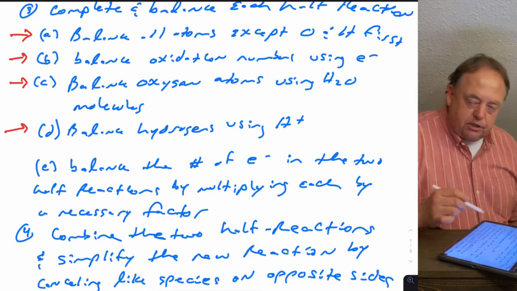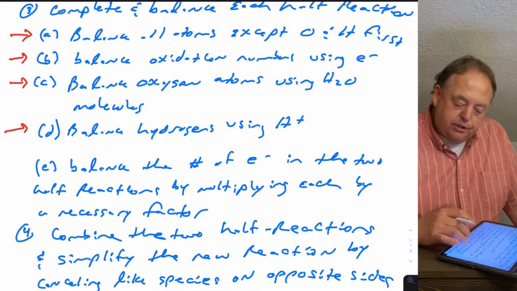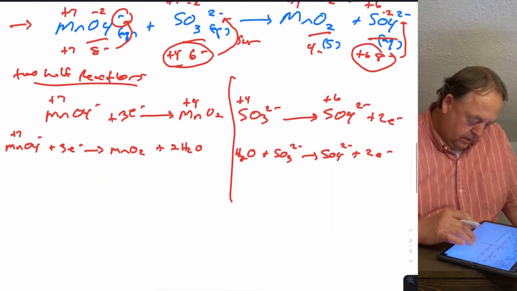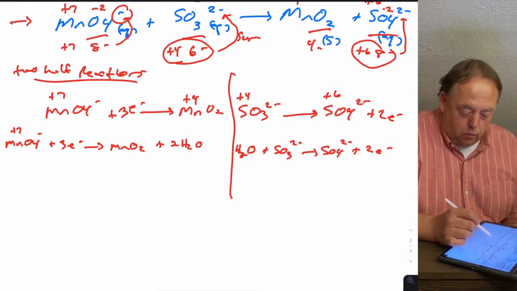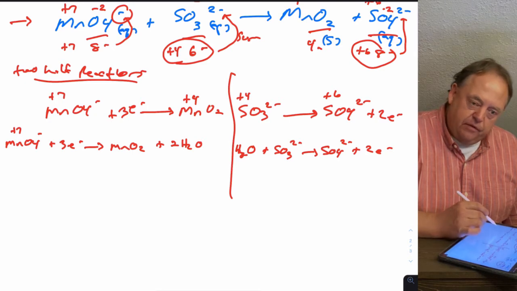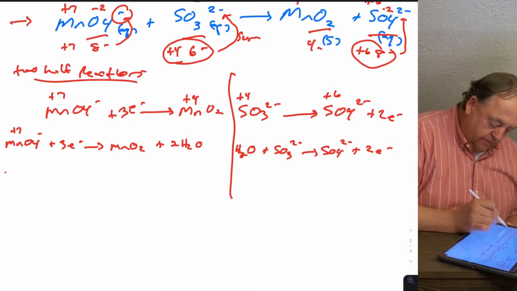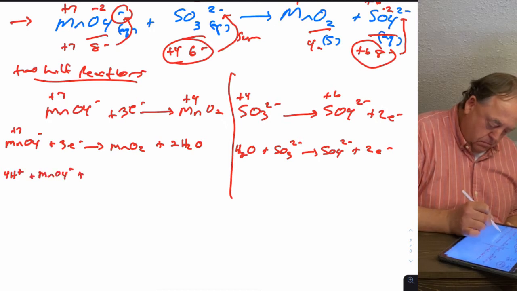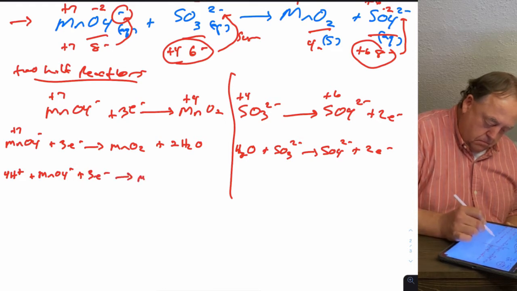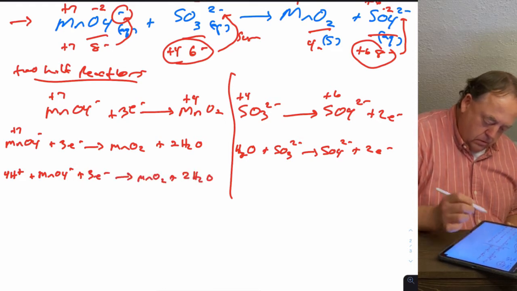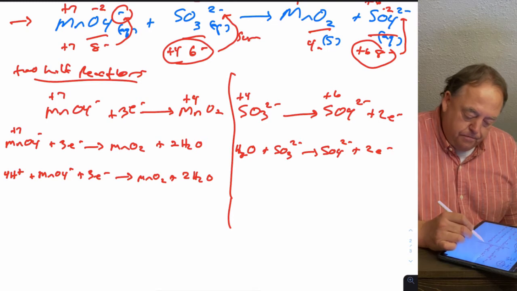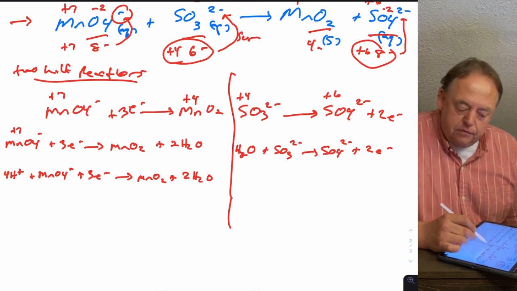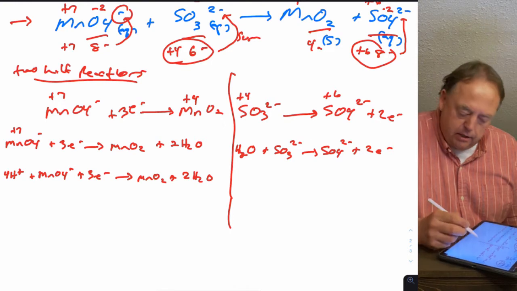Now we can balance hydrogens. We balance hydrogens using H pluses. For the manganese reaction, we have 4 hydrogens on the right, so we need 4 hydrogens on the left of the arrow, and we use H pluses to do that. So we need 4 H pluses. Now hydrogens are balanced as well. And for the other half reaction, we have 2 water molecules on the left, so 2 hydrogens, so we need 2 hydrogens on the right of the arrow.